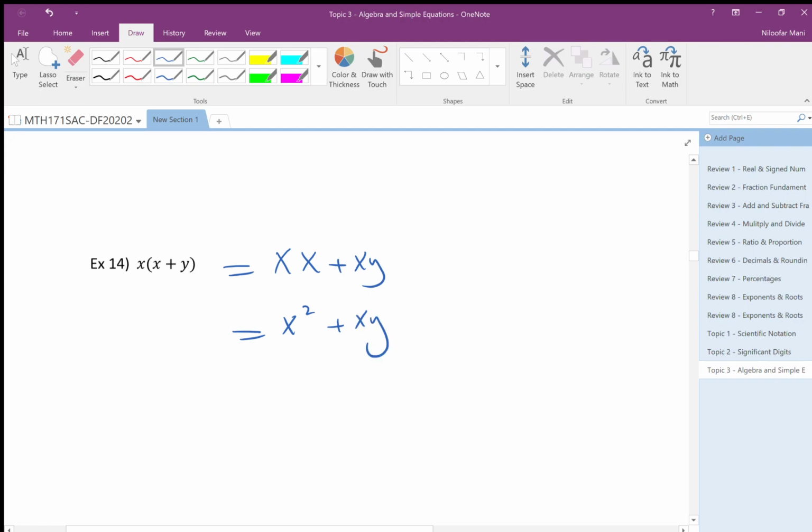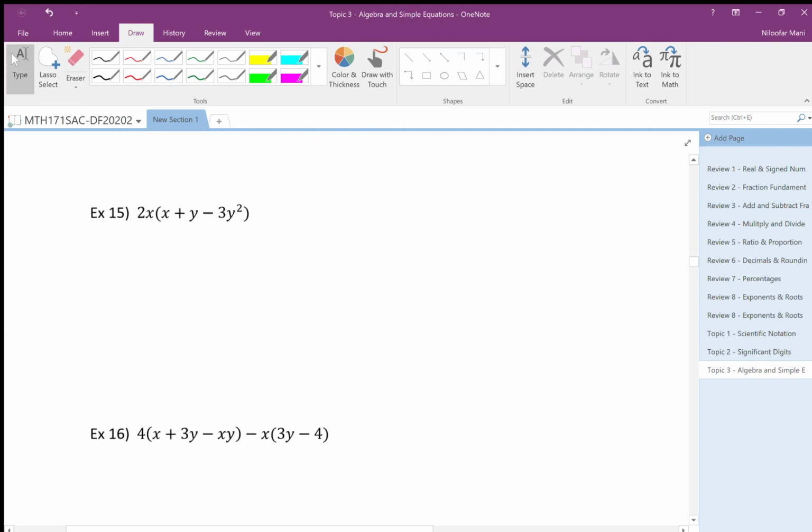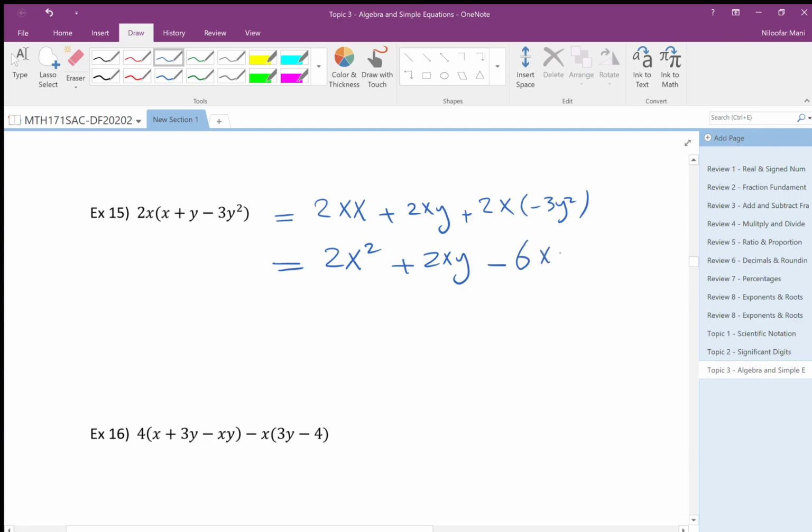How about this? It is 2x squared plus 2xy, minus 2x times minus 3y squared. I can do it step by step. Here I'm showing you step by step, so you don't really need to show me that part. So 2x squared plus 2xy minus 1 plus, so minus 6xy squared. Yes, that's good. I accept.